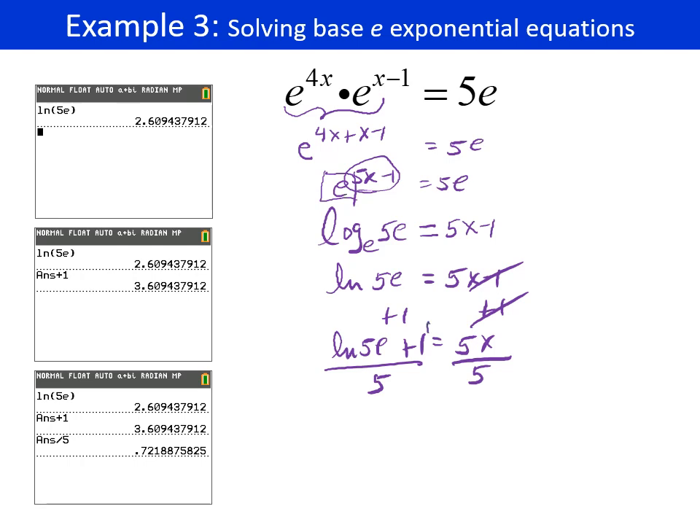Here's how it looks in exact form. Now that is kind of ugly looking, but it is the exact answer. However, the approximate answer is 0.722.